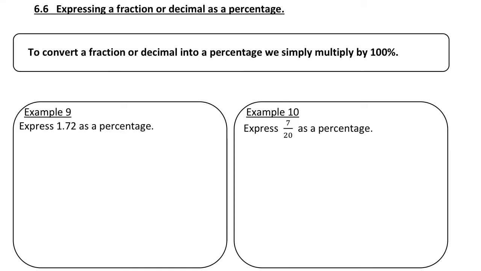Expressing a fraction as a decimal or a percentage. To convert a fraction or decimal into a percentage, we simply multiply by 100. So in example 9, we have 1.72, and what we need to do is write 1.72 multiplied by 100. To do that, we move the decimal place twice. So we'll move from between the 1 and the 7 to after the 2.